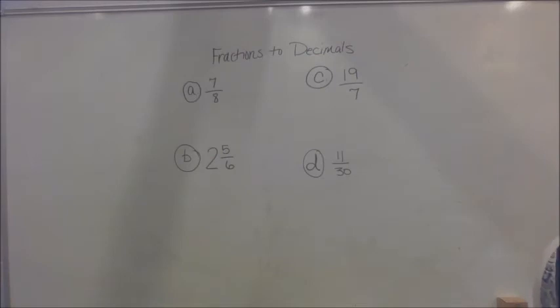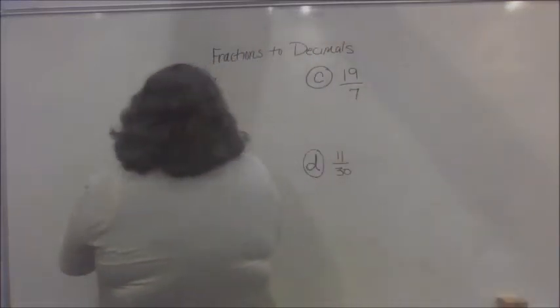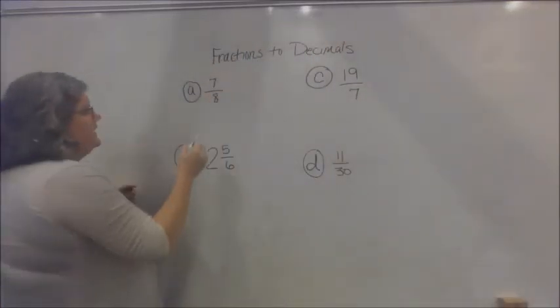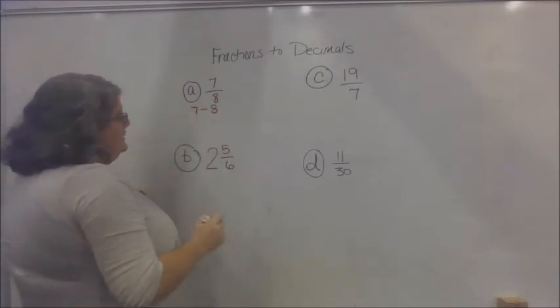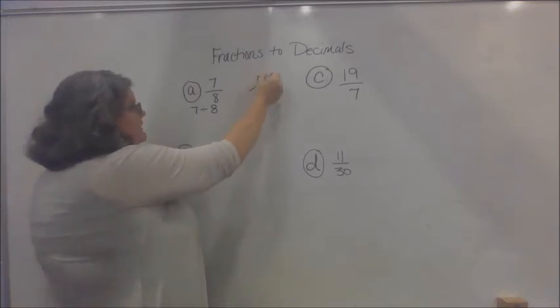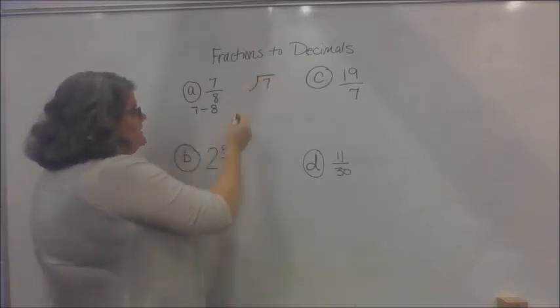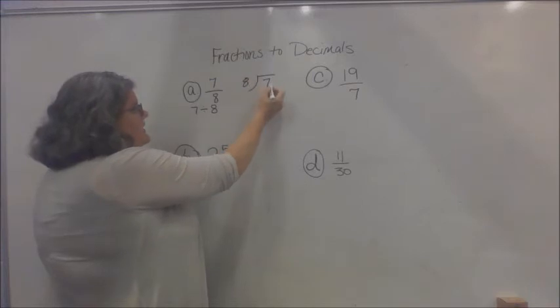So here are the 4 examples of turning fractions to decimals that I'm going to complete. Starting with this guy, we have numerator divided by denominator. So that means 7 divided by 8. We really can't get anywhere evaluating it this way. So I'm going to put 7 inside the division bracket, 8 on the outside.